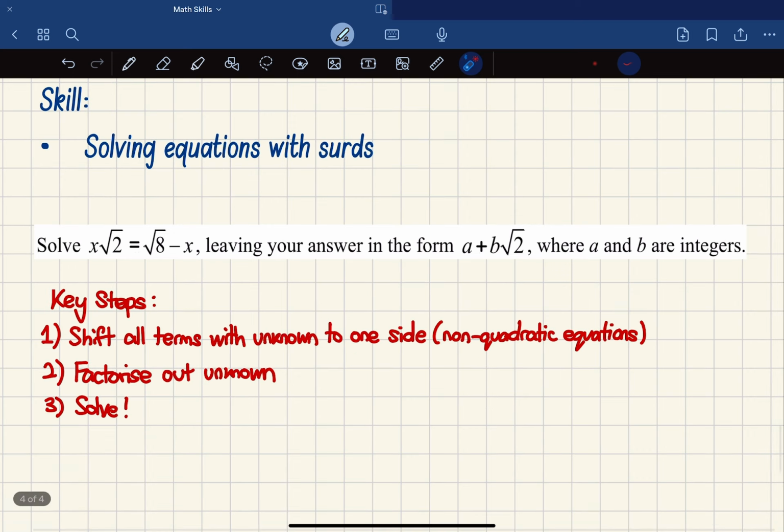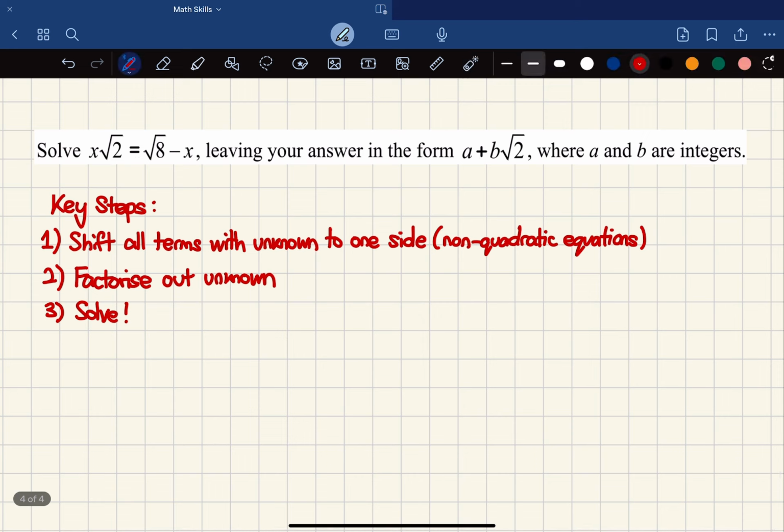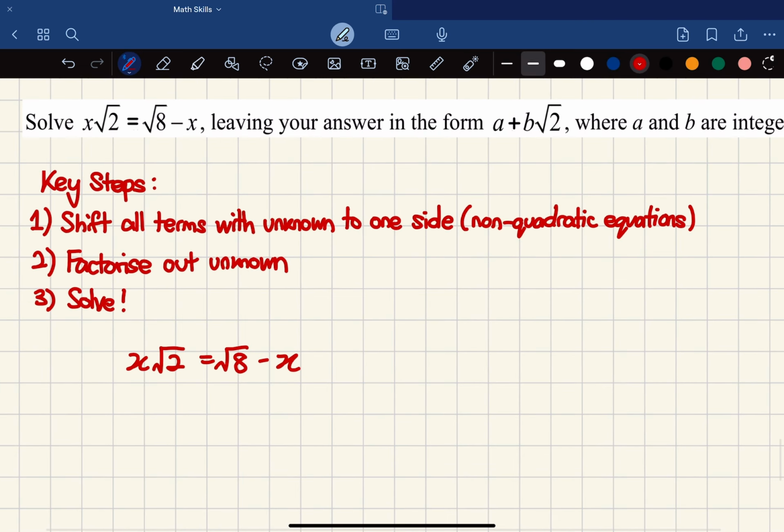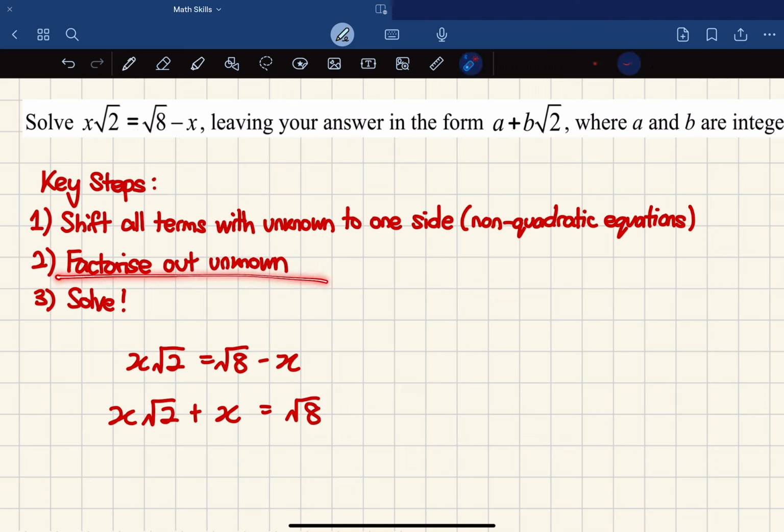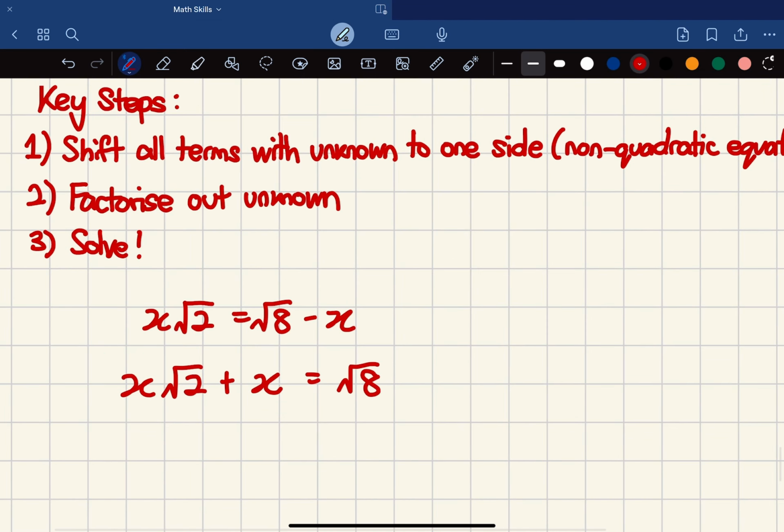So what I'll do in this case over here, I have x root 2 equals to root 8 minus x. So what I will do is that I shift, over here I have negative x. I will shift this to the left hand side. So this will become x root 2 plus x equals to root 8. And next step, I factorize out the unknown. So over here you can see that my unknown here is x. I want to find what is x. I just need to factorize out this x. I'll be left with root 2 plus 1. And over here, root 8.